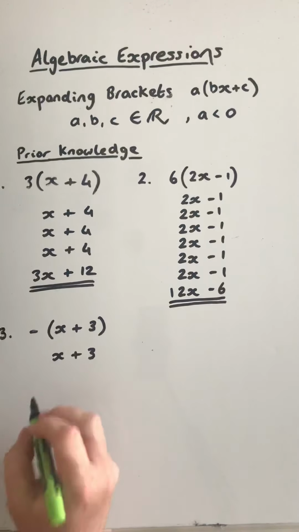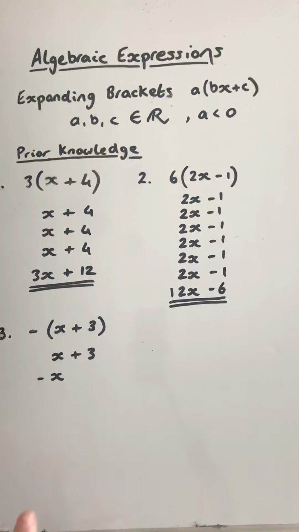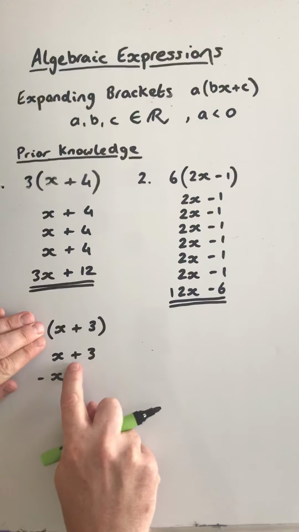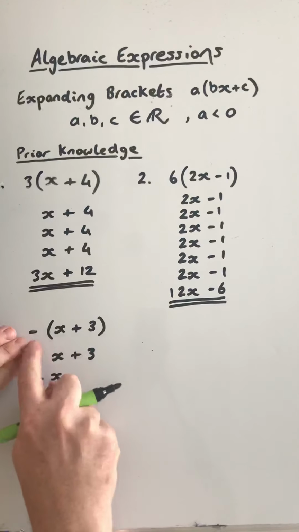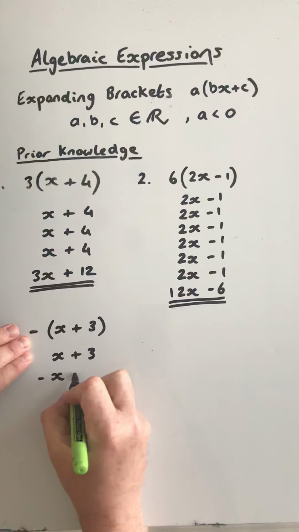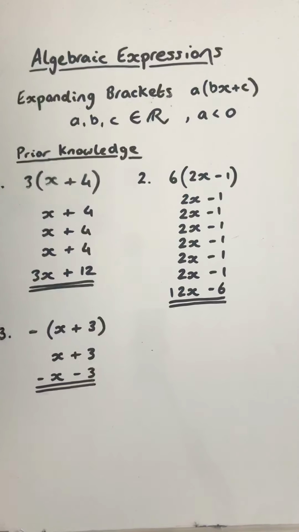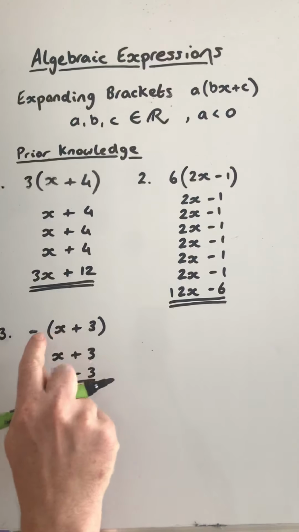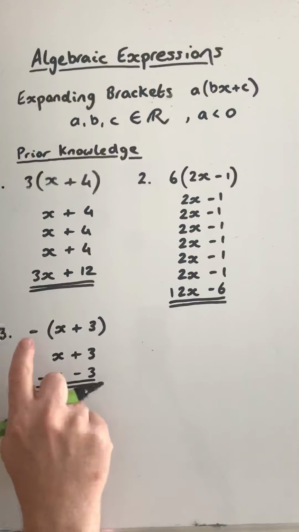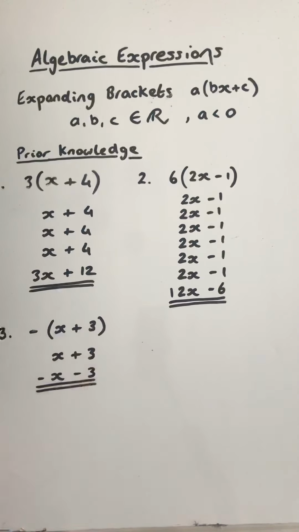The negative of positive x is negative x. We have positive 3, but we have a negative grouping of that, so it's negative positive 3. A negative and a positive is a negative. So we've inverted those operations. Positive x, a negative of a positive x is a negative x. Positive 3, a negative of a positive 3, inverting that operation, negative 3.